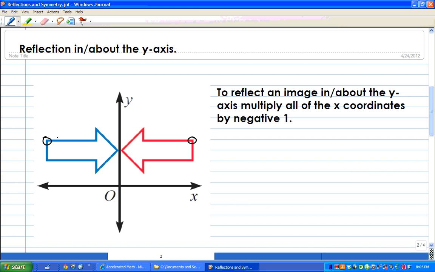This one just flipped over. It's like turning a page of a book. This one was right here. Now it's right there. The y value is the same. The x value is the opposite. So for flipping in or about the y-axis, the x values are opposite.